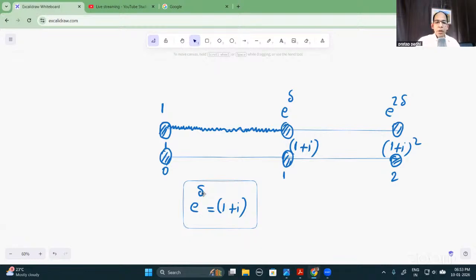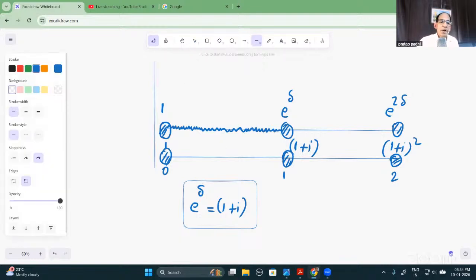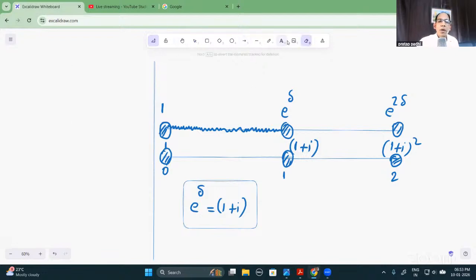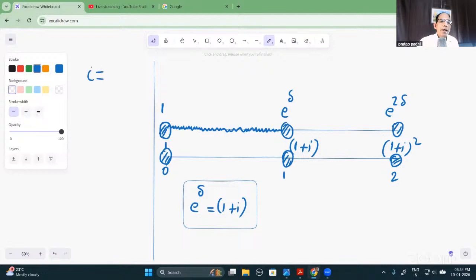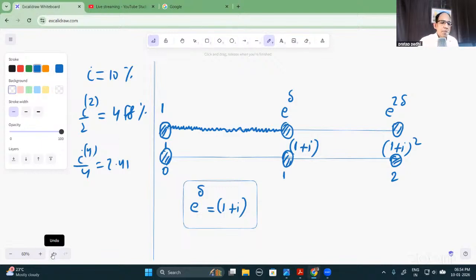But this is not your yearly interest rate. You remember this one? If i is 10%, roughly you remember, your half-yearly interest rate equivalent to this is 4.88%, and your quarterly interest rate equivalent to this is 2.41%. Oh no, I'm not interested in this. Let me write the nominal ones, because delta will not come here.